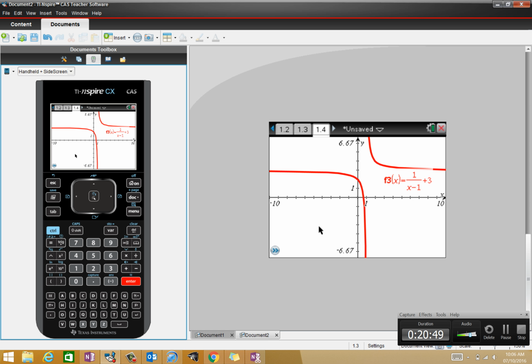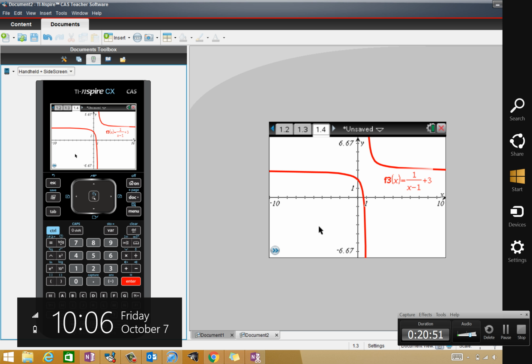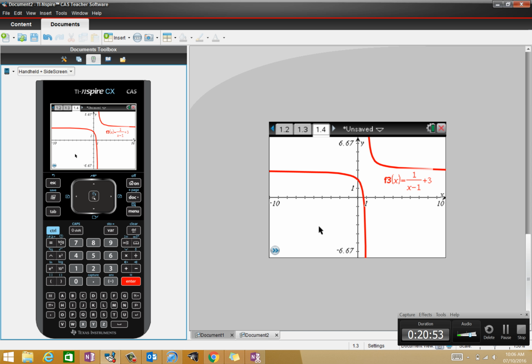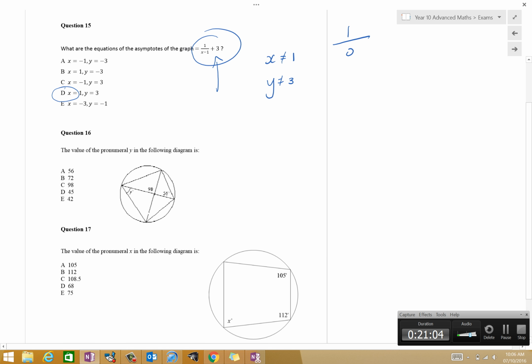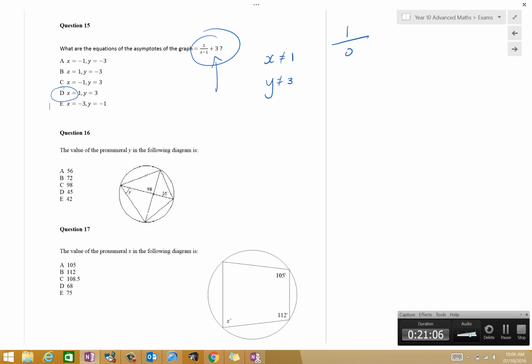By graphing it, you could see it as well. But you probably don't need to do that, especially since you have a bound reference. Does that never actually touch 3? Never touches y equals 3. Never touches x equals 1. It looks like it, but no.